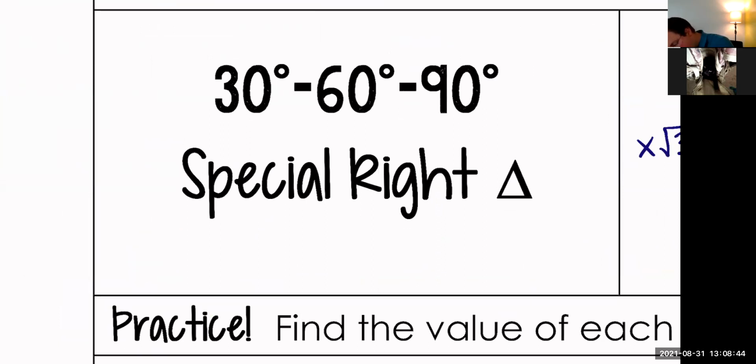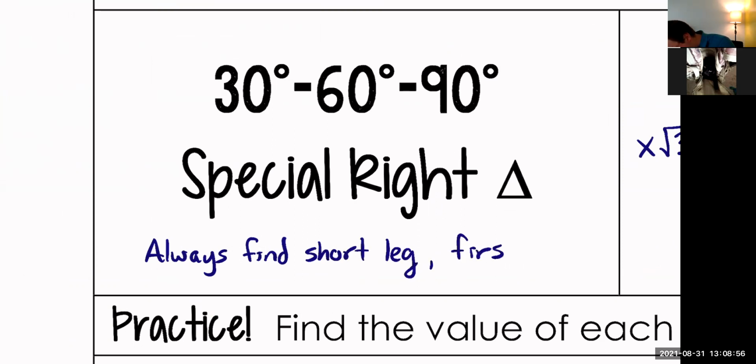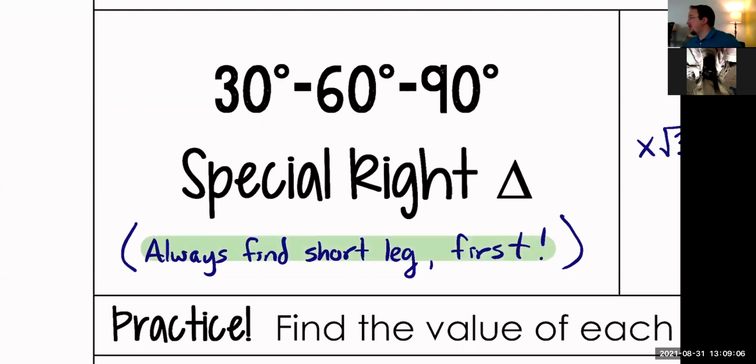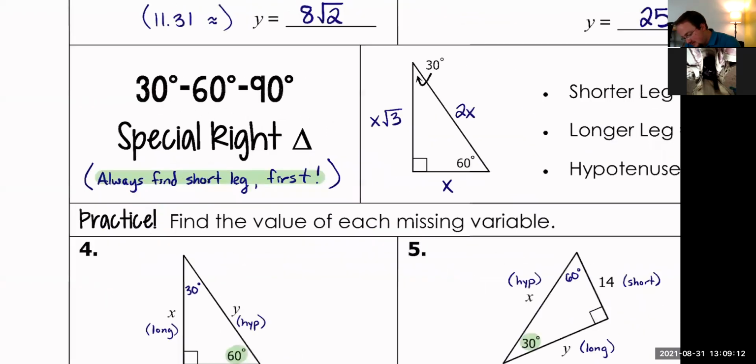Oh, wrong tool. Always find short leg first. Now, if you already know the short leg, do you have to worry too much about that then? No, you've already got what you really want to start with. So always find the short leg first if you don't already have it.